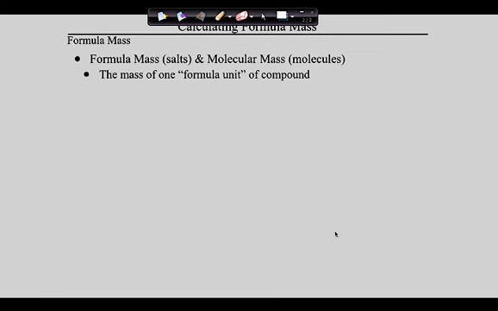So guys, what is a formula or molecular mass? This is the mass of one what we call formula unit for a compound. And guys, when we look these up, when we calculate them, our units are AMUs.